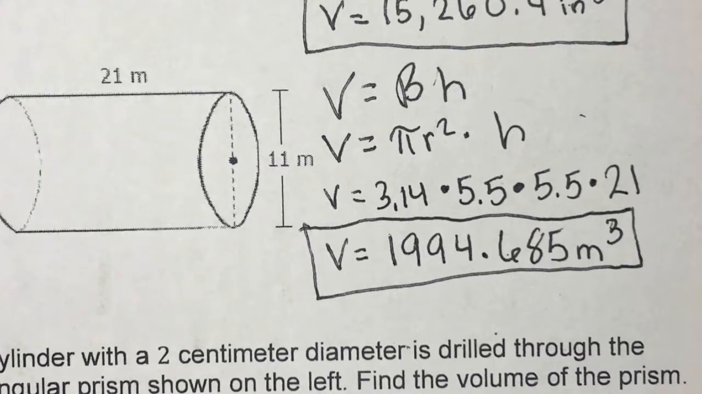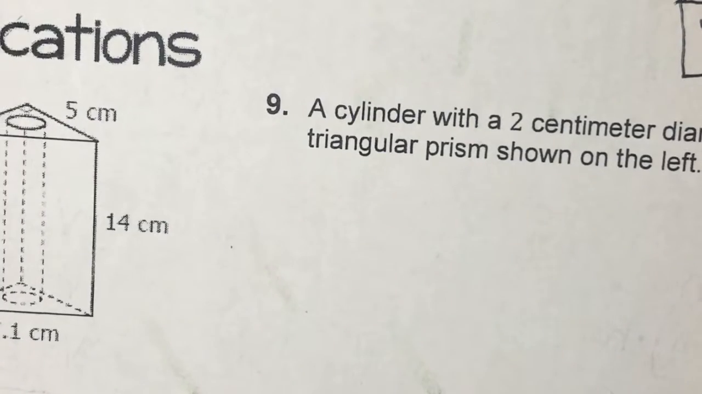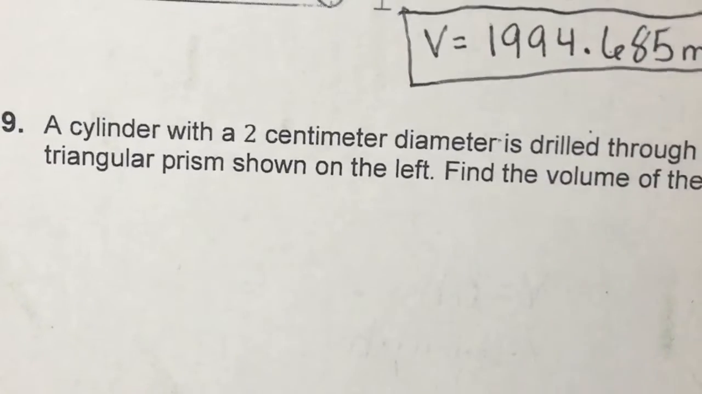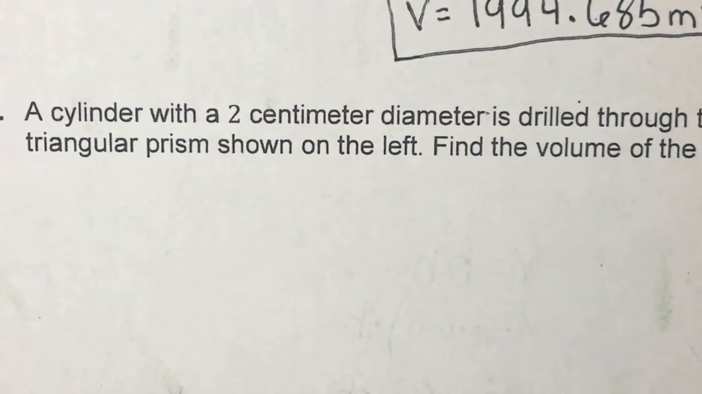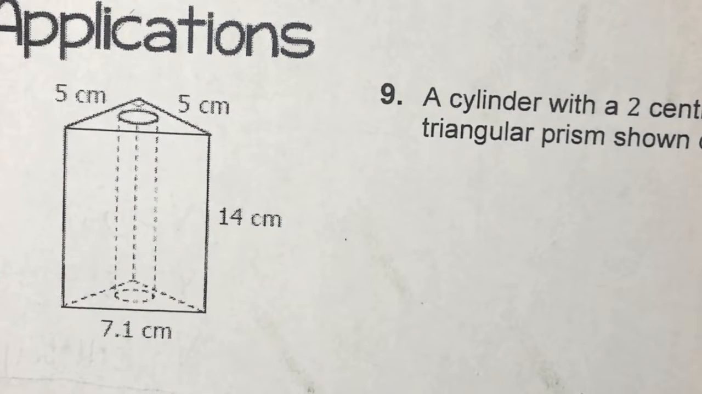Last two, and the ones you're more likely to be asked on the test, the application ones. Number 9. It says a cylinder with a 2-centimeter diameter is drilled through a triangular prism shown on the left. Find the volume of the prism. So on the left here, you have a triangular prism. They drilled a cylindrical hole through it. They want to know the volume of it with the hole in it.